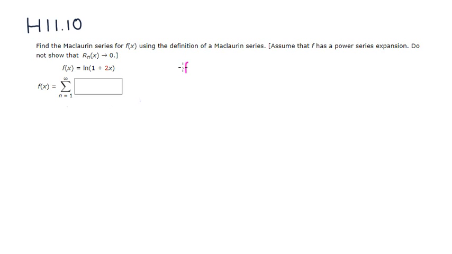You have f of x equal to the summation, n goes from 0 to infinity, of the nth derivative evaluated at 0 over n factorial, times x to the n. So we need to find the nth derivative at 0. Let's do that. We try to recognize the pattern here. First we plug in 0 for f of x, and you see that the natural log of 1, which is 0.